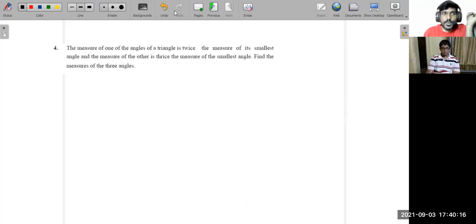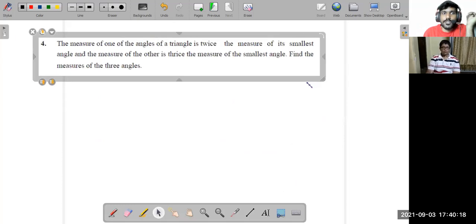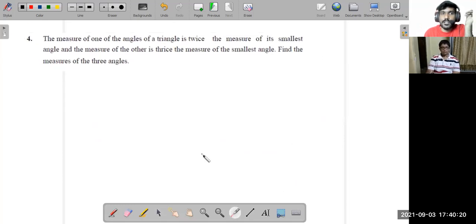Okay, let's do the fourth one. The measure of one of the angles of a triangle is twice the measure of its smallest angle, and the measure of the other is thrice the measure of the smallest angle. Find the measure of the three angles. Did you understand the question?